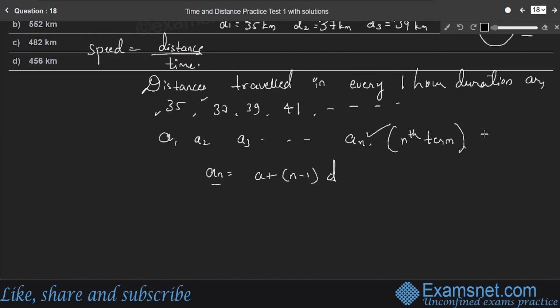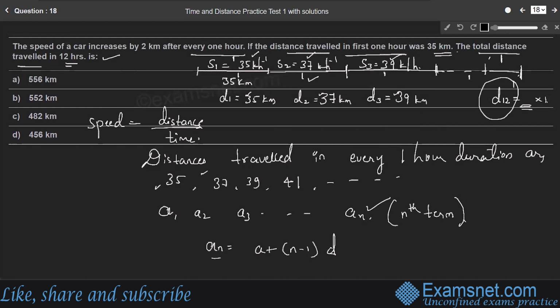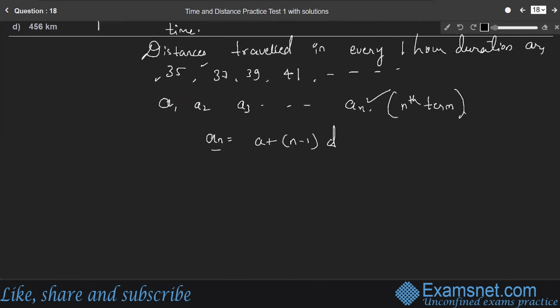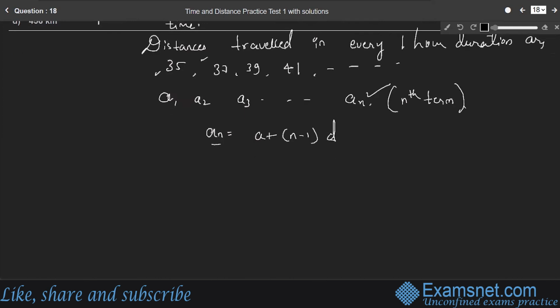Here, instead of the nth term, we need the total distance traveled in 12 hours. In 12 hours there are 12 different 1 hour durations. So the number of terms is 12, and in this progression n is equal to 12. We need the total distance, which means the sum of these individual distances, which is equal to Sn. It is not An. Here An represents the nth term or the 12th distance. Right? Here we need the total distance.